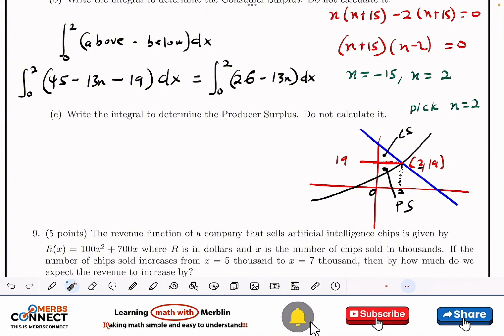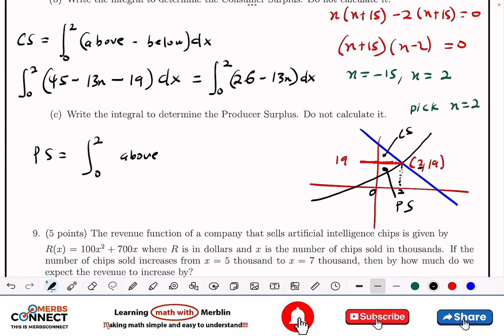26. Good. So now let's look for producer surplus. This is consumer surplus. Producer surplus is also the same, from 0 to 2, above minus below. So the same thing, but something will change here. This is going to be from 0 to 2.